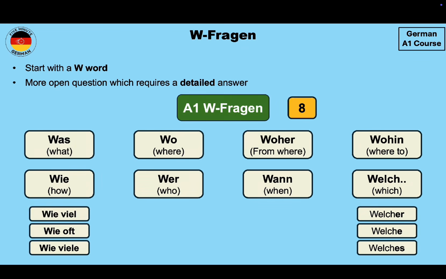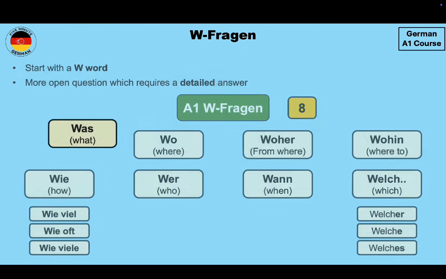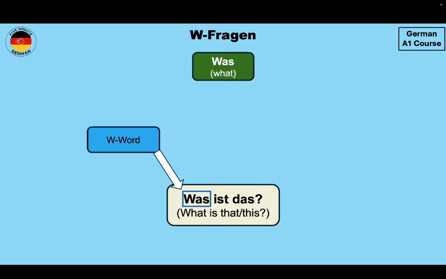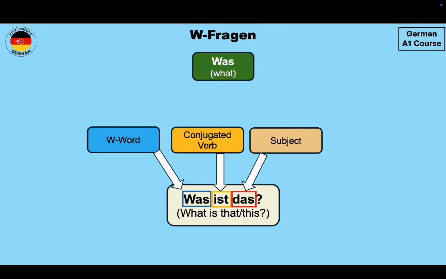So the first W-Frage that we will learn is was, which means what. A commonly used question is was ist das, which means what is that or what is this. Now if we analyze this question, then we see that at the first position we have the W word, at the second position we have the conjugated verb which is ist, and then we have the subject which is das in this case. And after that we can have extra information, but we see that we don't have any extra information in this example.